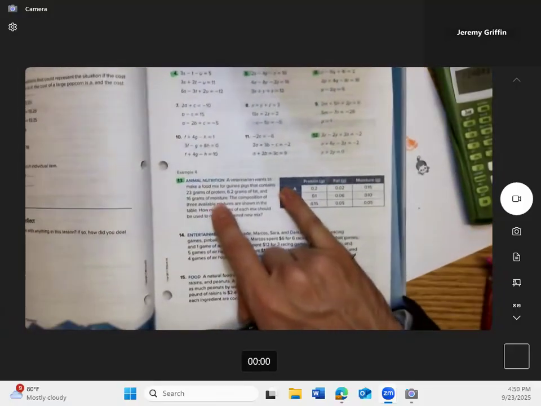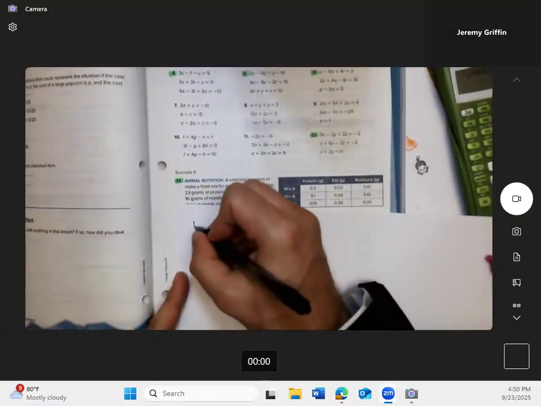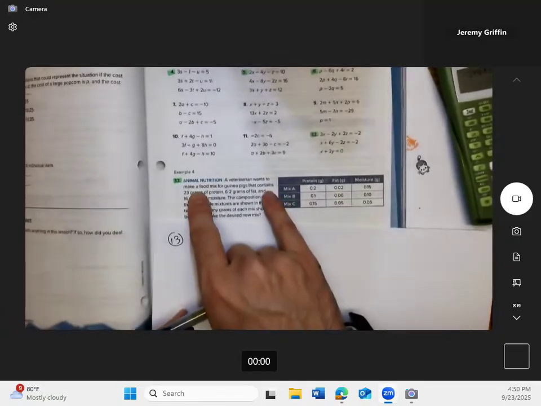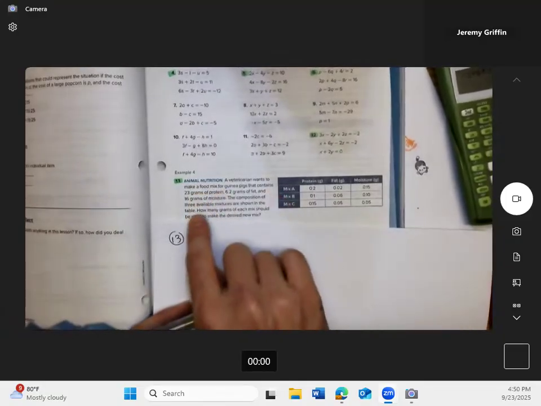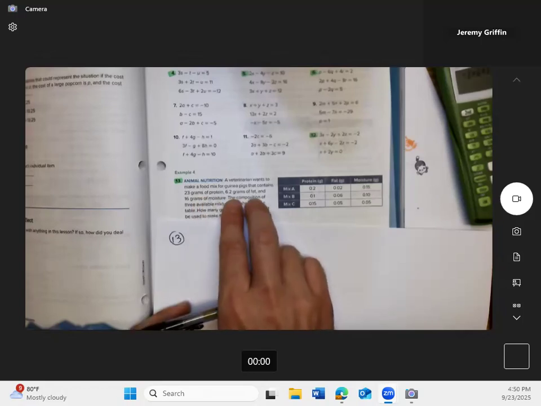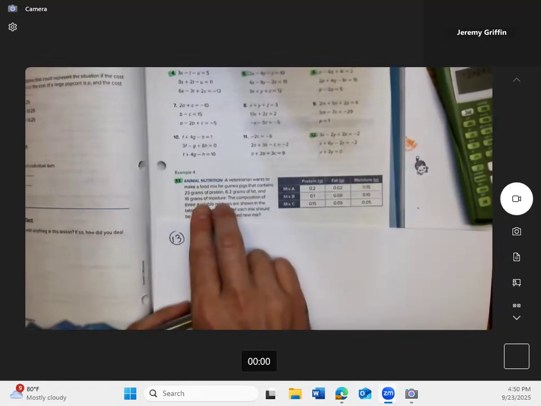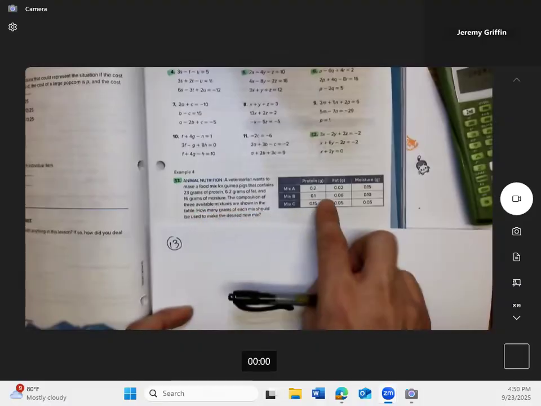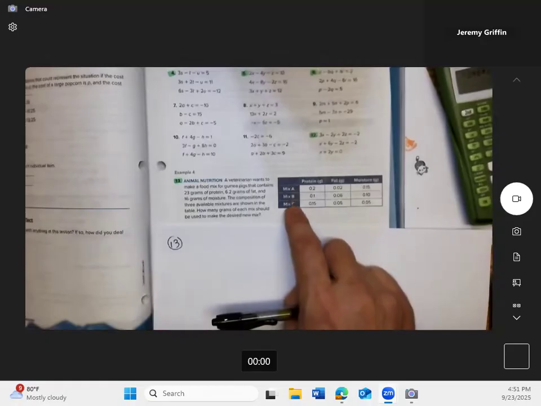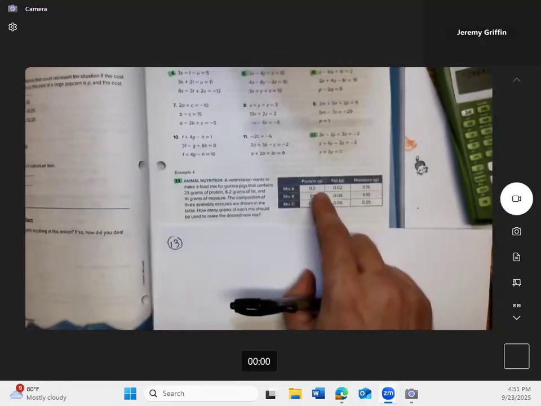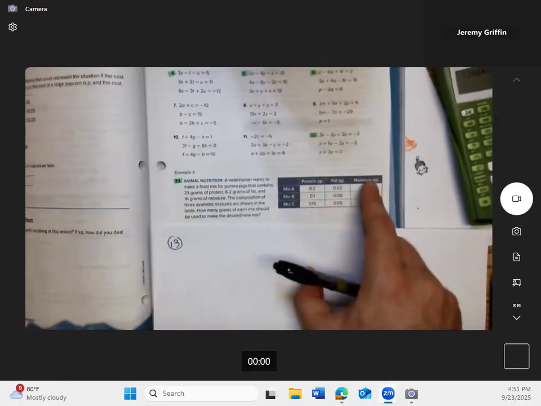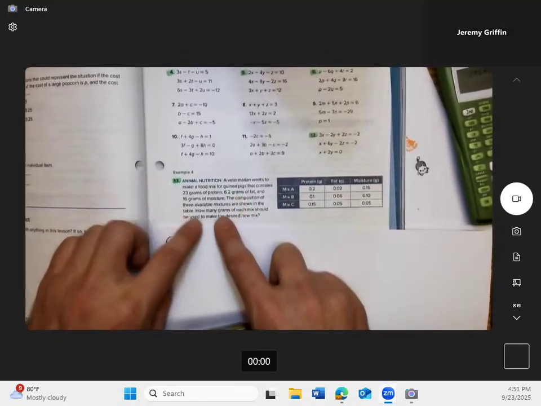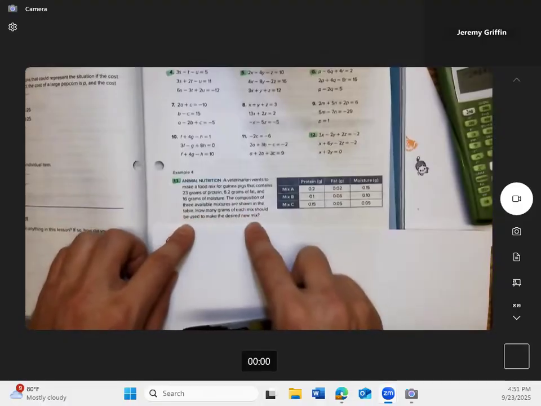Animal nutrition, number 13. A veterinarian wants to make a food mix for guinea pigs that contains 23 grams of protein, 6.2 grams of fat, and 16 grams of moisture. The composition of 3 available mixtures are shown in the table. So we've got mix A, mix B, mix C. He goes to the store, he buys these off the shelf. He says, okay, we've got so much protein, so much fat, and so much moisture, but they're all different, right? But he wants to target these. So how many grams of each mix should he mix together?